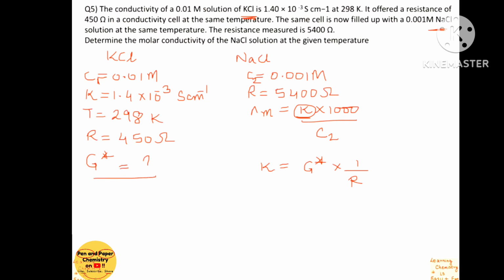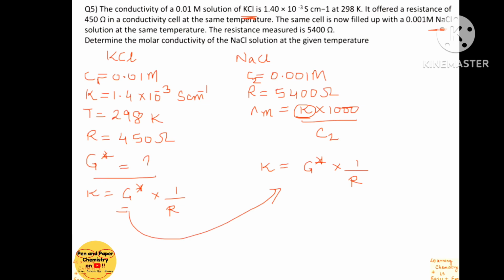Very good. The formula is anyway provided to you over here. So what we have is conductivity is cell constant into the reciprocal of resistance. What is the reciprocal of resistance? It is conductance. So you will get the cell constant from here, and that same cell constant will apply in the second solution, that is NaCl. Please try and solve it.